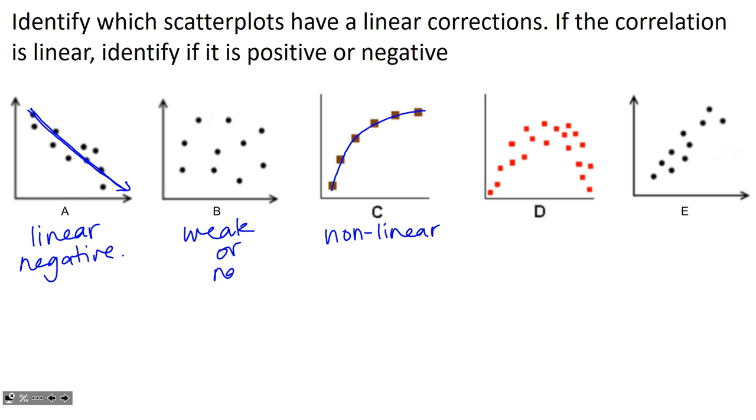Letter D, again, there's a strong pattern. There's a line that can definitely go through all the points, but it's a curved line, so it's not linear. And then E, if I think about the line that goes through the middle, it kind of looks like that. And it's pretty straight. And from left to right, when I drew that line, I was going in the upward direction. So it's linear and it's positive.